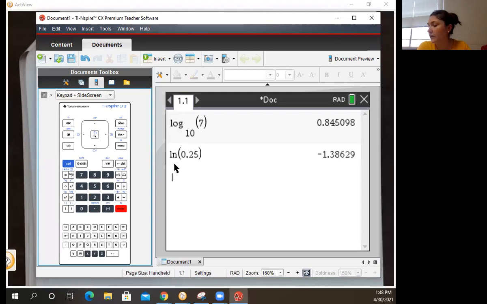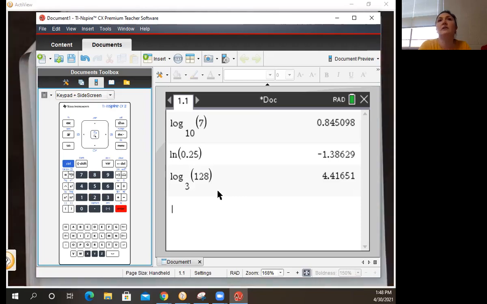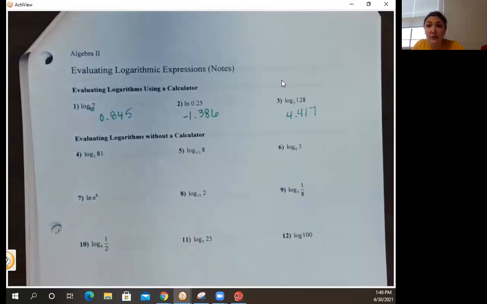For our last example on our notes, we want the log base 3 of 128. So I'm going to hit that blue control key. I'm going to hit that log button. The base for my log is 3, and then the argument is 128, and I get 4.417 if we round to 3 decimal places. So if I'm evaluating on my calculator, I'm going to need to use the blue control button and then either log or natural log.